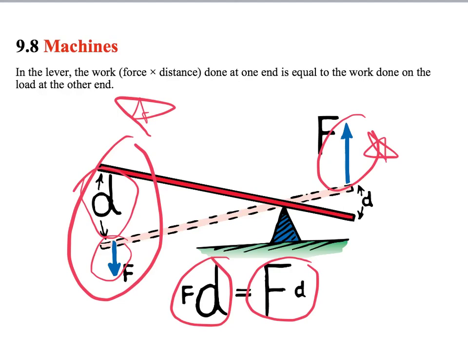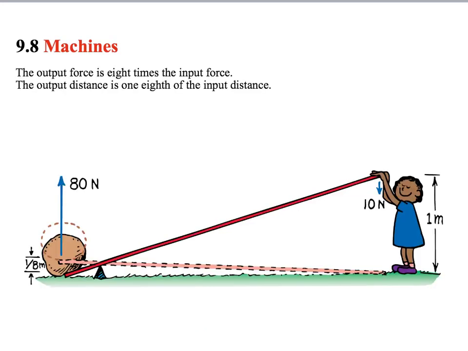This is the principle behind a lot of jacks, hoists, and stuff that is used to lift objects that would otherwise be too heavy to lift on their own. You can use a lever to manipulate the force and the distance, but the work in still equals the work out. In the case here, you have a girl who is able to move this boulder, which is 80 newtons, by only applying 10 newtons of force. The reason she's able to do that is she's moving that 10 newtons of force a distance of 1 meter.